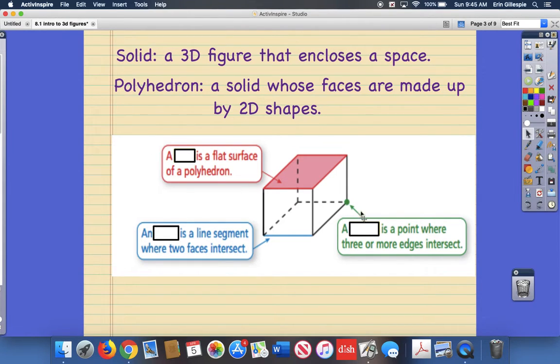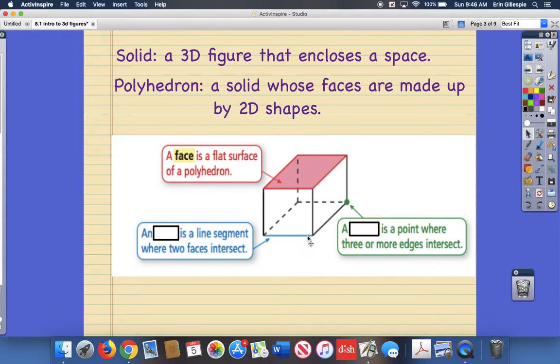We're going to talk about 3 vocab words in relation to solids. They're color coded here, so you can see in red, this is pointing to this red shaded in part here. The blue is this line right here. The green is that dot right there. So the red word first, that is a face, okay? A face is that flat surface of a polyhedron. Basically, it's one of the 2D shapes making up your 3D shape. So this is a rectangular face of this entire solid, which would be called a rectangular prism, and we'll talk more about that in a few minutes.